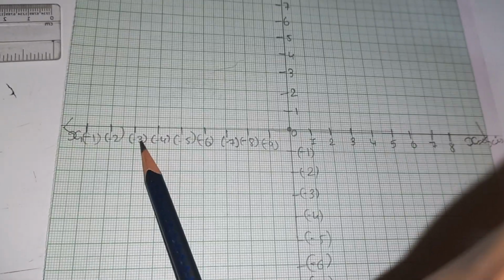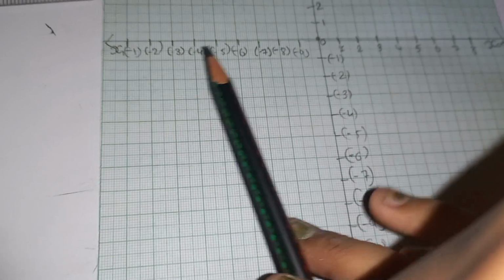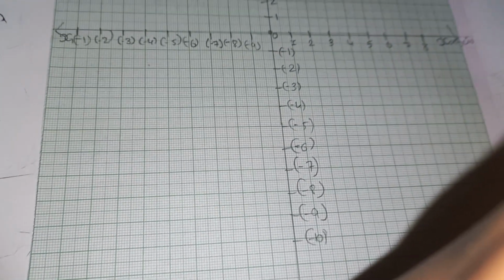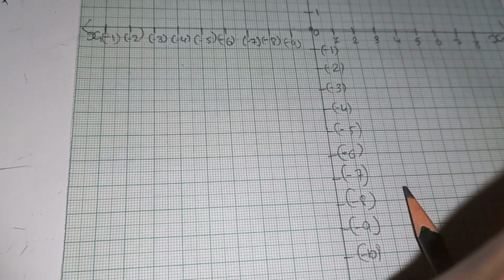The second will contain minus plus: the x-axis minus, the y-axis plus. The third will contain minus x-axis, minus y-axis. The fourth will contain plus and minus.